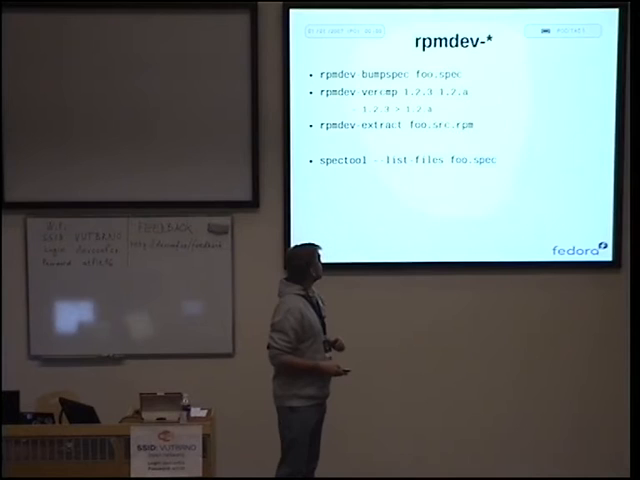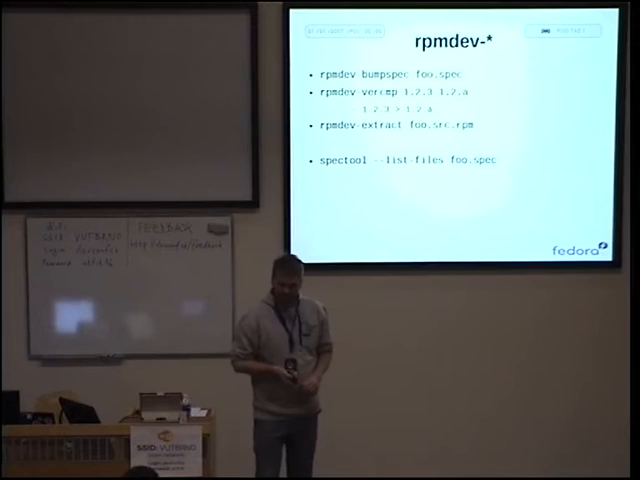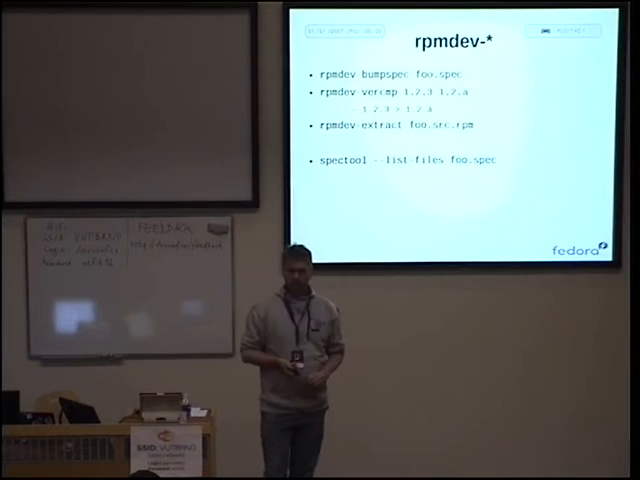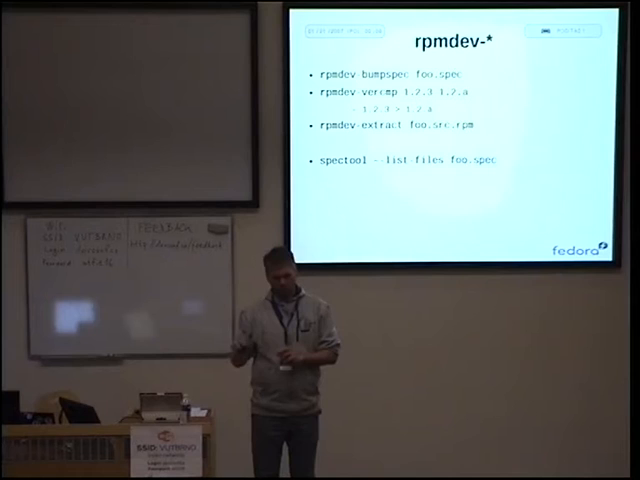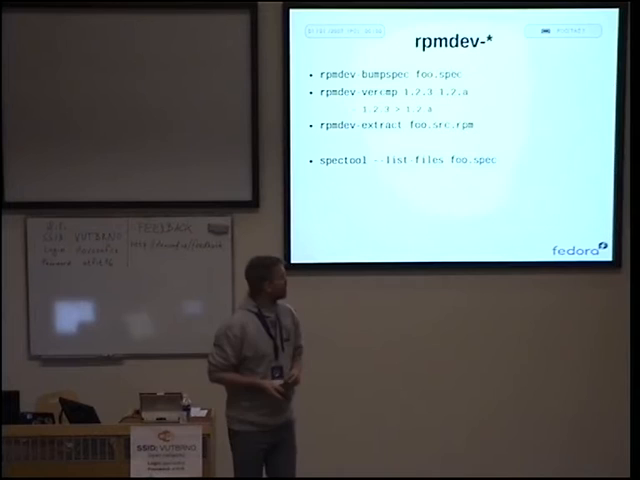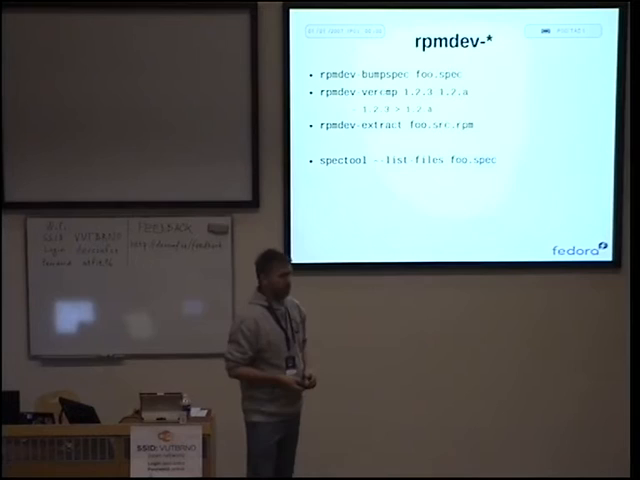Again, rpmdev-extract will extract the files in a source RPM. So for a long time I ran rpm2cpio on the source RPM, piped to cpio -idv, which will extract it as well. Yeah, but this is much easier. rpmdev-extract extracts those files from the source RPM.